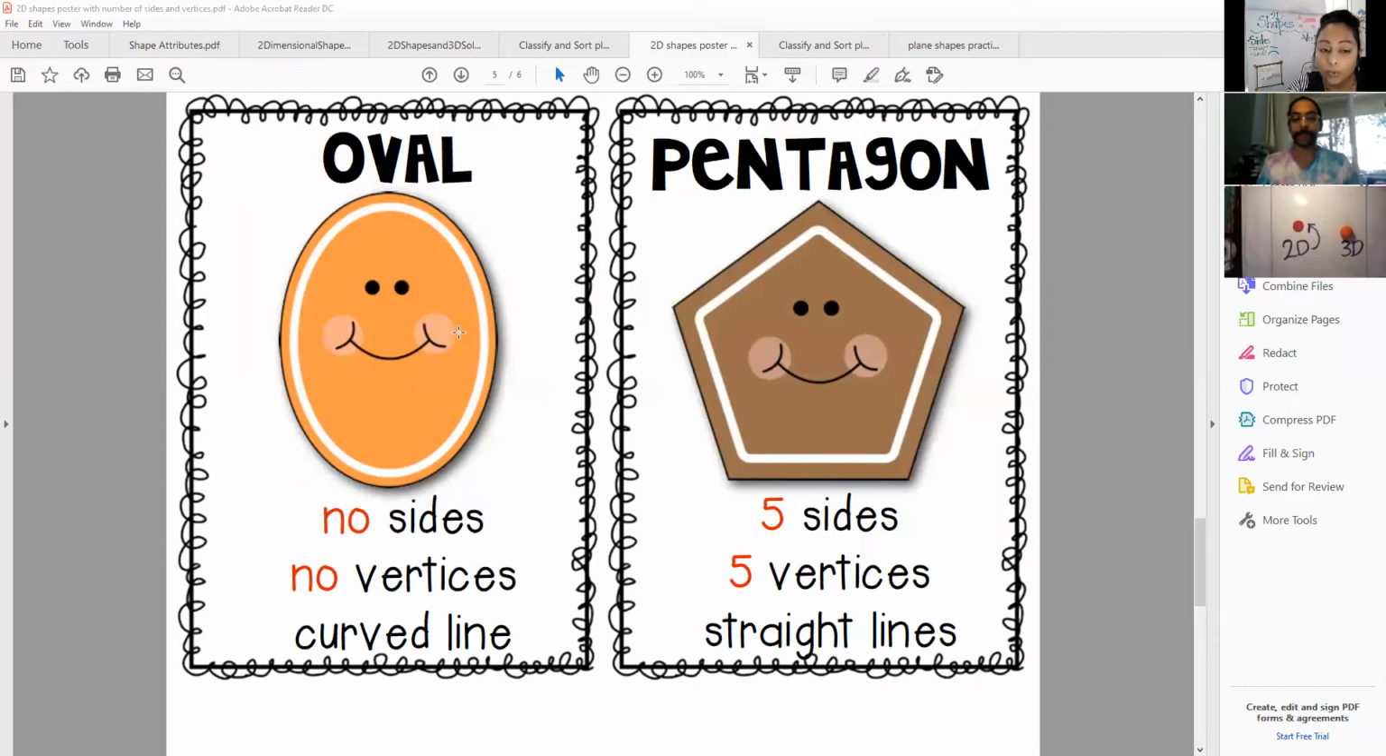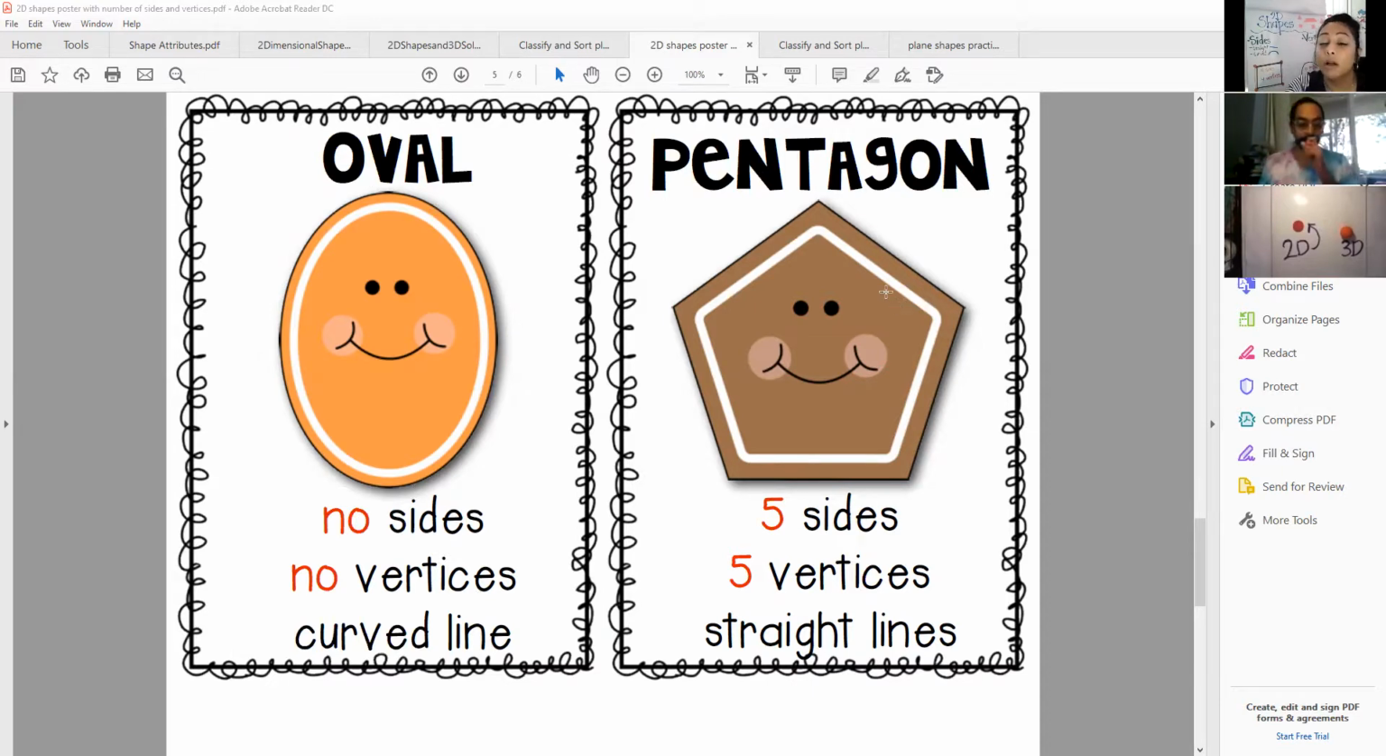We have oval. Tenemos un ovulado. Okay, it's shaped like an egg. So no sides, no vertices, it just has a curved line. Es como un huevo, no tiene ningunos lados o vértices, es una línea curvada.